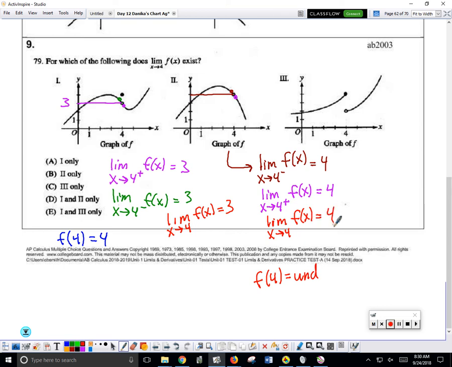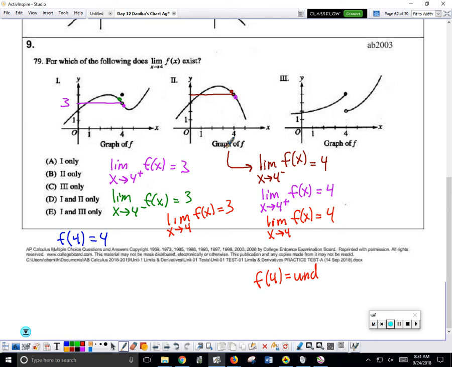Question? Please. Number 2 is a removable? Yes. Okay. So this is a removable discontinuity. This is also a removable discontinuity. That one's a jump. This one is a jump.